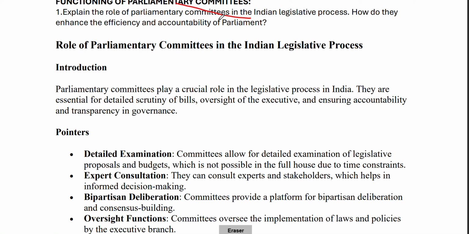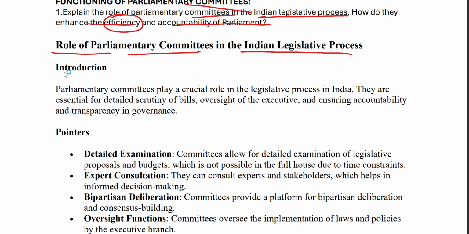Of the parliamentary committees. We have to explain the role of parliamentary committees in the Indian legislative processes and how they enhance the efficiency and accountability of the Parliament. Role of the parliamentary committees in the Indian legislative processes.